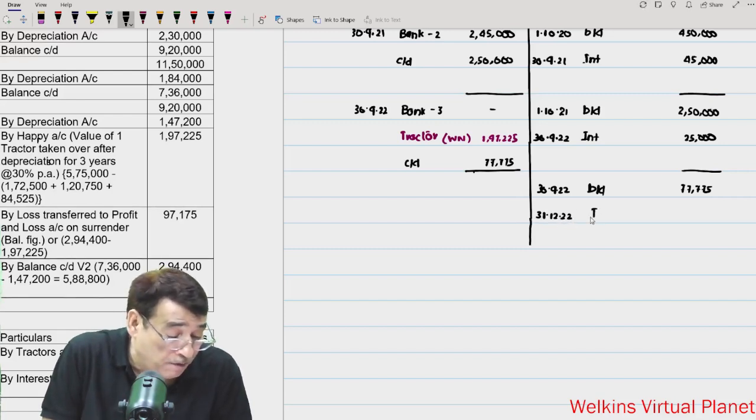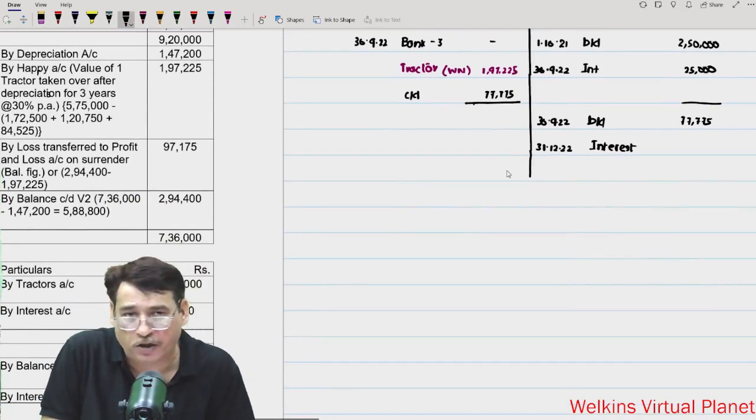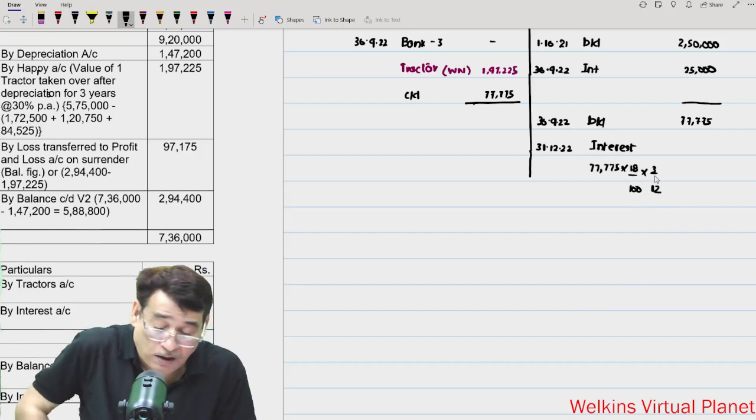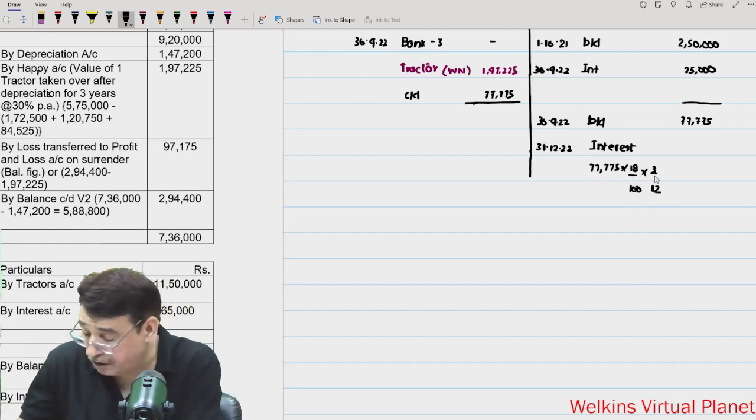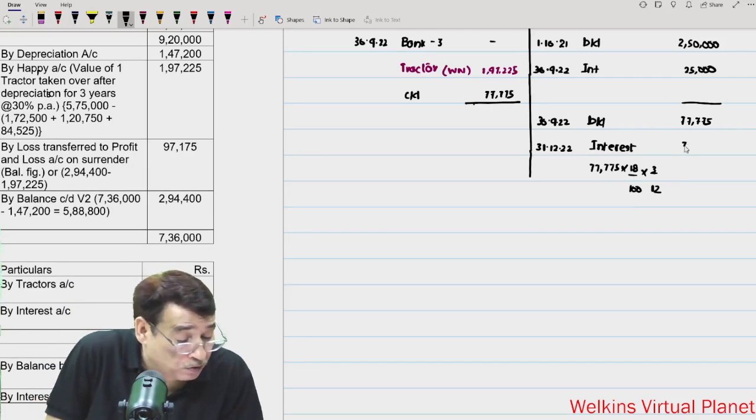But first of all, I will have to pass the entry for interest due for 3 months. I will have to compute interest on this amount because this amount is paid along with interest. So 77,775, multiply it with 18%, and that is equal to 3 by 12. Now I will have to use the calculator. Just wait. So it is equal to 3,500. So 3,500 as per my calculation.